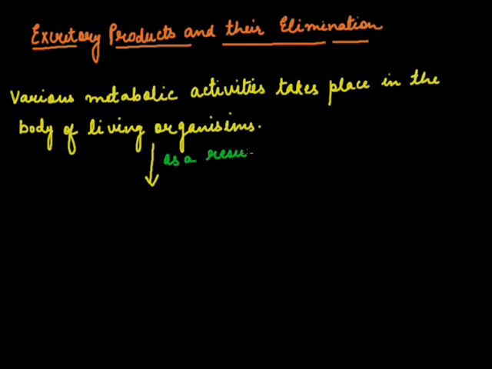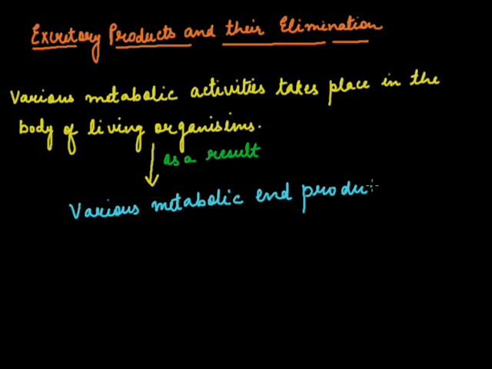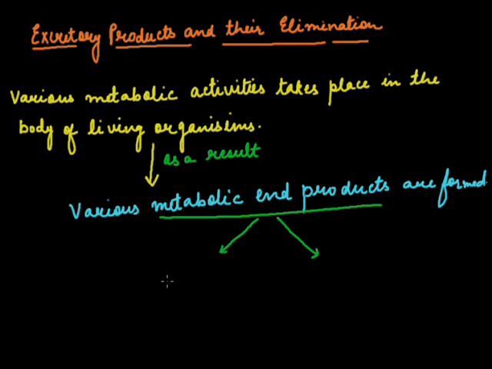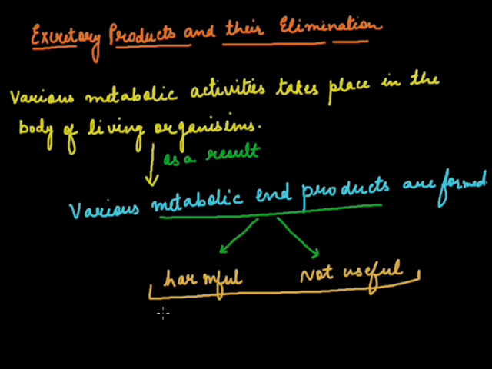As a result, what happens? Various metabolic end products are formed in the body. These metabolic end products are either harmful or not useful for the body, so they have to be removed from the system.